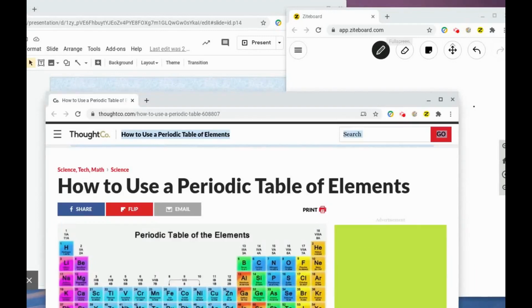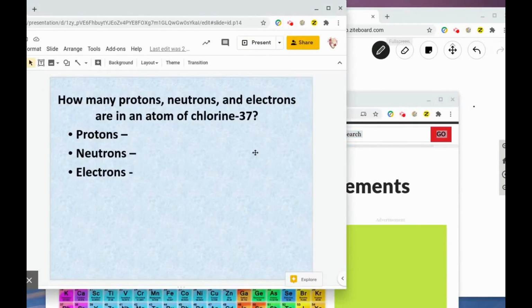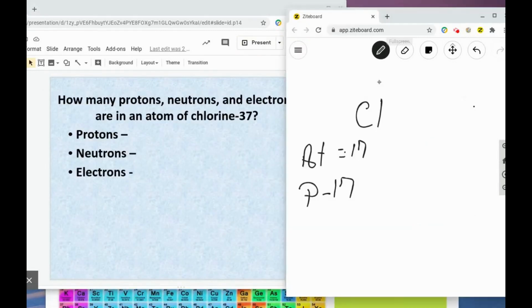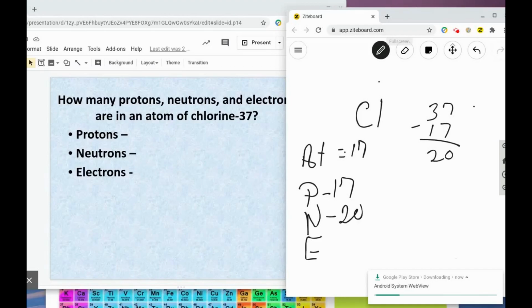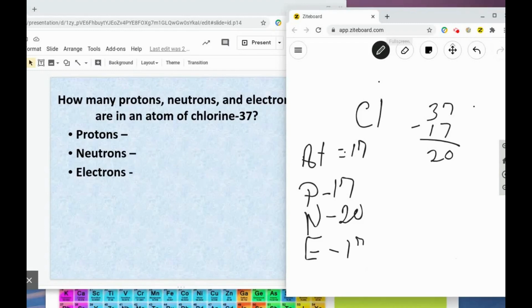Our example said that we have chlorine 37. That's our mass number. So if our mass number is 37 and our protons are 17, we'll subtract that to get 20, and those are our neutrons. Now what about our electrons? As long as this is a neutral atom and it doesn't give us any indication that it's not, our protons and our electrons will be the same amount. So if protons are 17, electrons will be 17 as well.